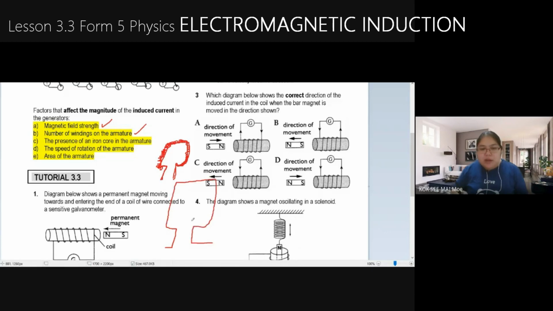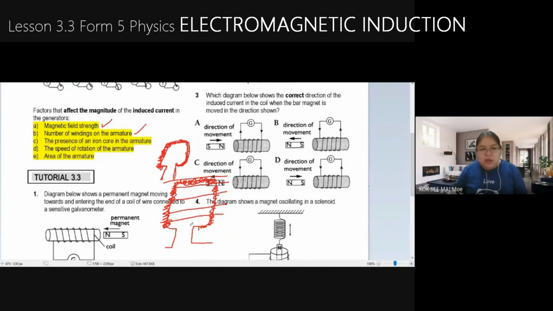Why? If the area becomes bigger, it produces more flux at the center, and further out you also cut more, which is also good. So for area, maybe I say I use more wire, that also works. So this is how to make the induced current stronger.